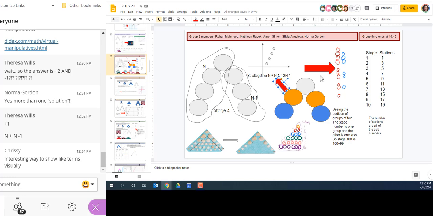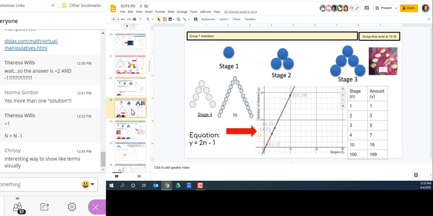Our last one to look at is group 7. If we can come down to slide 23. Many of you incorporated things like tables and graphs, which is fantastic because too often in math, we do these in different units, but here they're all in the same slide. What this group has done is they've also included XY coordinates. And group, would you tell us, what does the X coordinate mean? What does the Y coordinate mean? And why did you think to include them?